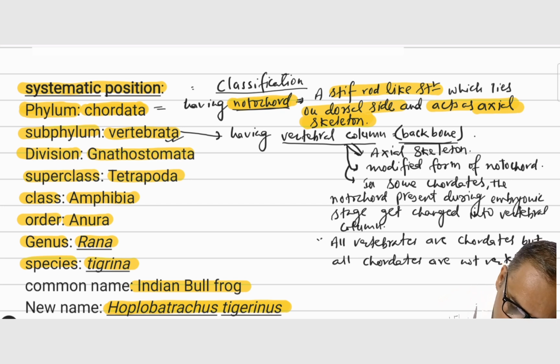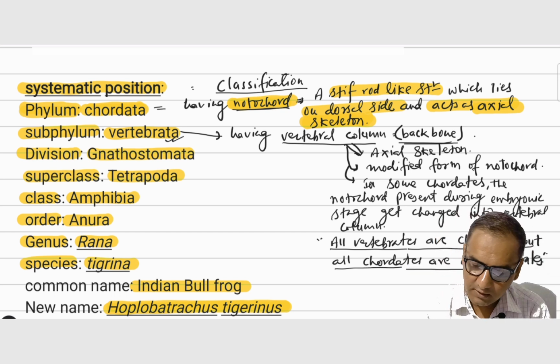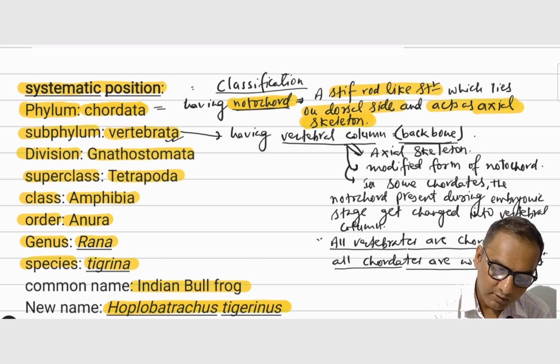This is a proverb which we have to know. We have to know that all vertebrates are chordates, but all chordates are not vertebrates. So, this is about the Vertebrata. Vertebrata means having a vertebral column.